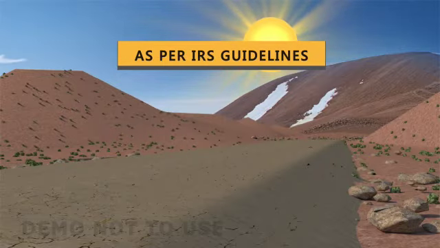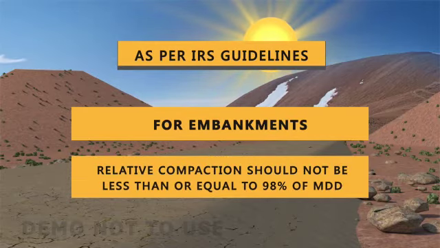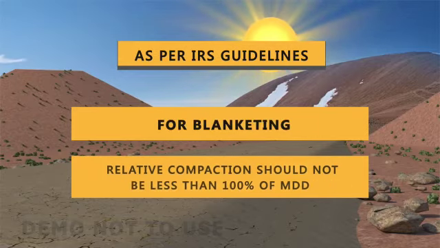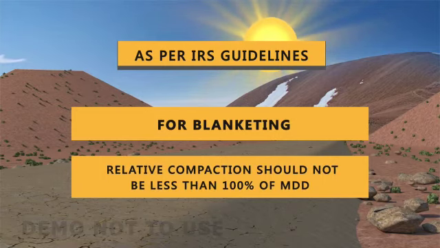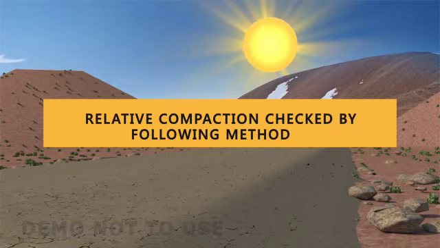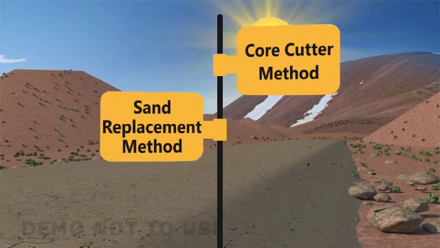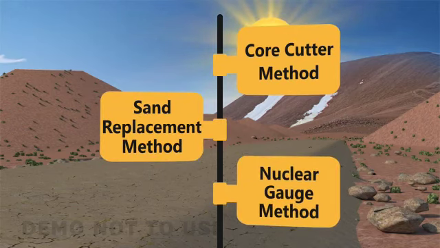As per the IRS guidelines, for embankments, relative compaction should not be less than or equal to 98% of MDD. For blanketing, relative compaction should not be less than 100% of MDD. The relative compaction in field is checked by any of the following methods: core cutter method, sand replacement method, nuclear gauge method.